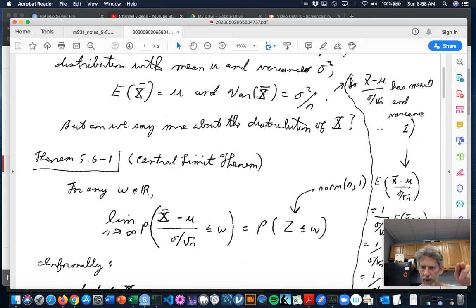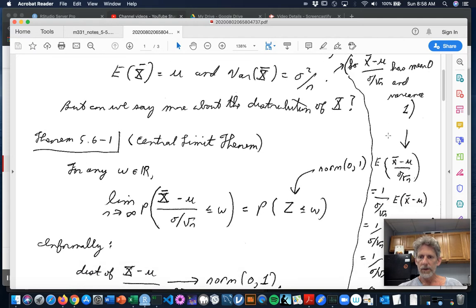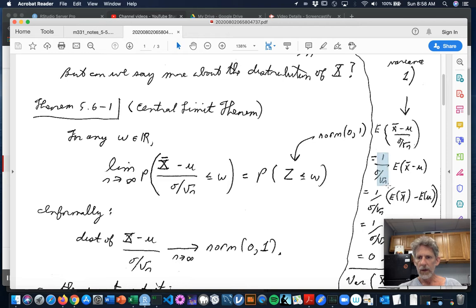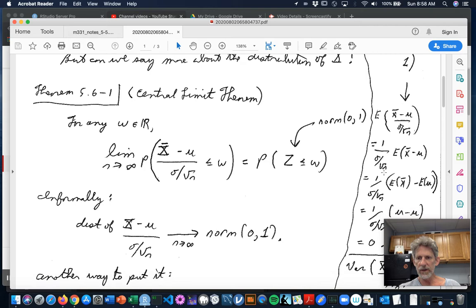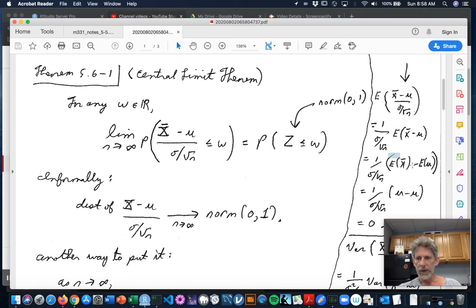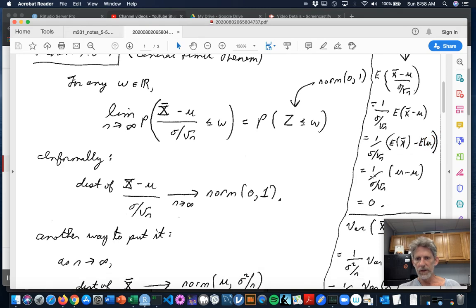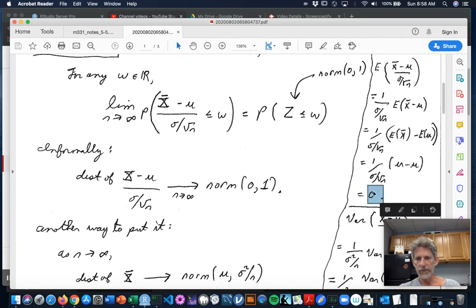Let's just make sure that we can convince people of that if somebody asks. So what is the expected value of x bar minus mu over sigma over root n? Well, expectation is a linear operator, so you can factor out constants, and you can distribute over the minus. But the expected value of x bar is mu. So you're left with mu minus mu, because the expected value of a constant is that constant. So you get a 0.